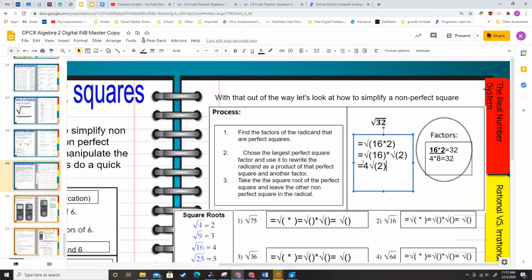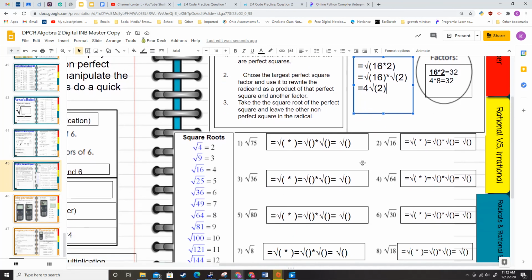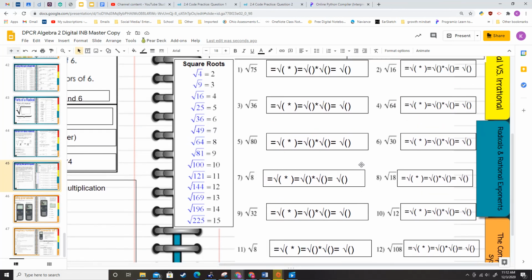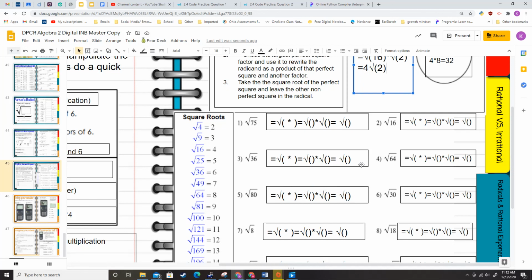So we're going to go through that process a couple times, okay? Now coming down here, some of these are perfect, some of them are prime, some of them are going to involve us doing this process a couple times. So let's look at a couple of examples.